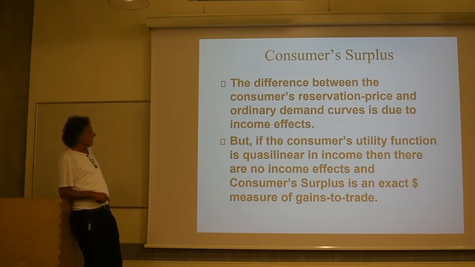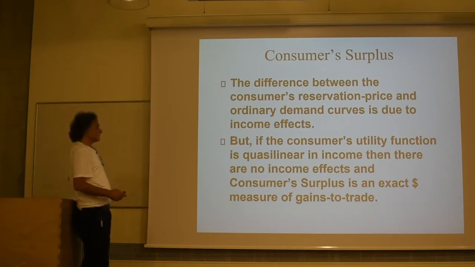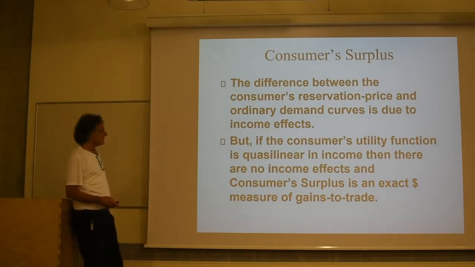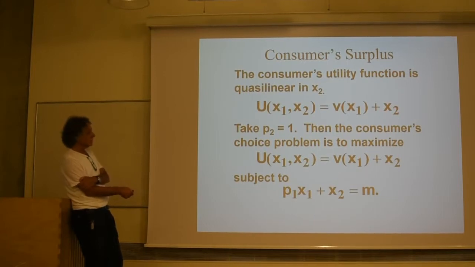If the consumer's utility function is quasi-linear in income, then there are no income effects, and consumer surplus is an exact measure of gains to trade. So then I have no problem, and sequential or not sequential is exactly the same. The consumer's utility function quasi-linear in x2 is this: the utility from x1 and x2 is some function of x1 plus x2. Take P2 equals 1. Why? Because the price of money of $1 is $1.